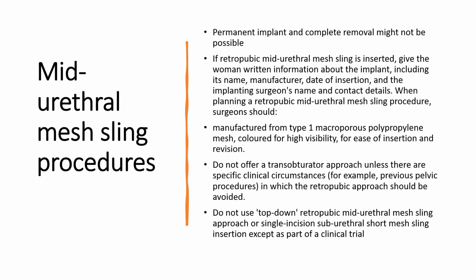When planning a retropubic mid-urethral mesh sling, surgeons should ensure it is manufactured from type 1 macroporous polypropylene mesh, colored for high visibility and for ease of insertion and revision. Do not offer a transobturator approach unless there are specific clinical circumstances in which the retropubic approach is to be avoided. Do not use a top-down retropubic mid-urethral mesh sling approach, or a single-incision suburethral short mesh sling insertion, except as part of a clinical trial.